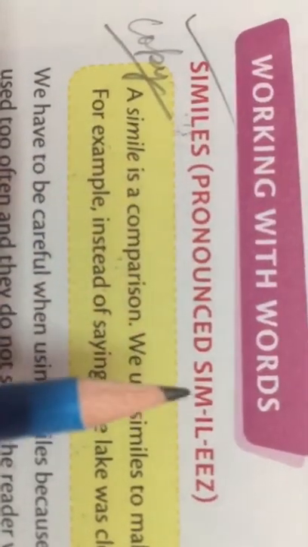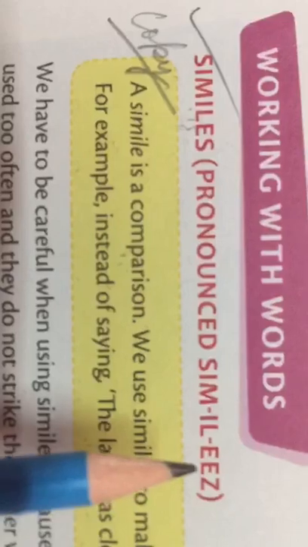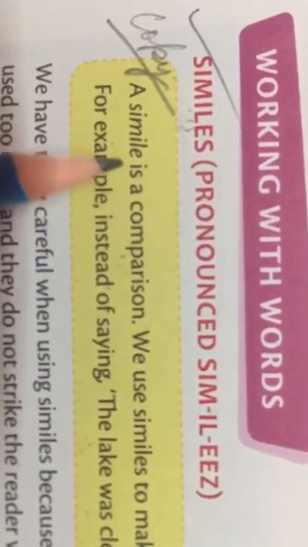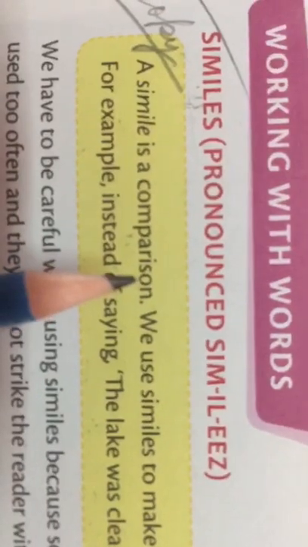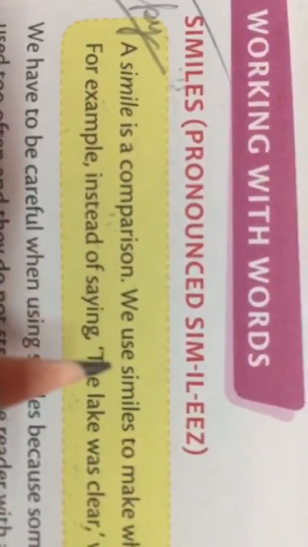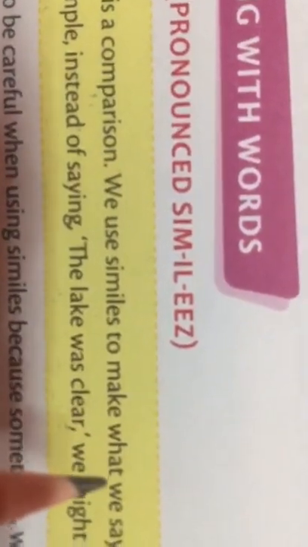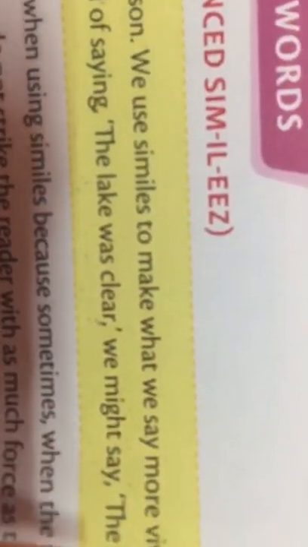Similes is pronounced as sim-il-ease. Now what is a simile? A simile is a comparison. And when do we use the simile? We use similes to make what we say more vivid or our meaning clearer. For example, instead of saying the lake was clear, we might say the lake was as clear as glass.